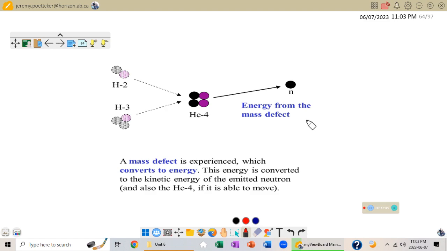I apologize for my dishwasher, which is demanding my attention. It says it's done and I should do something with it. Anyways, moving along.